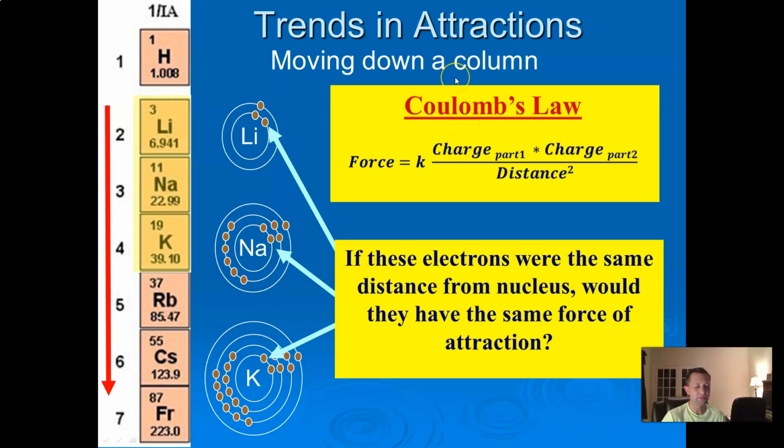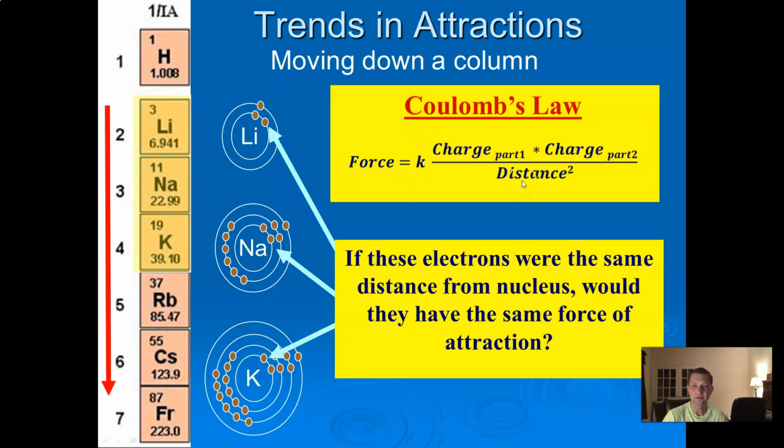Okay, so you really need to focus on trends in attraction going down a column and across a row. Let's take a look at those one by one. So we're going down a column. We have lithium, sodium, and potassium. I have the electrons all on the screen here for you. This question is focusing on the first level electrons, those 1s2 electrons for all three atoms. If those 1s electrons are the same distance from the nucleus, would they have the same force of attraction?